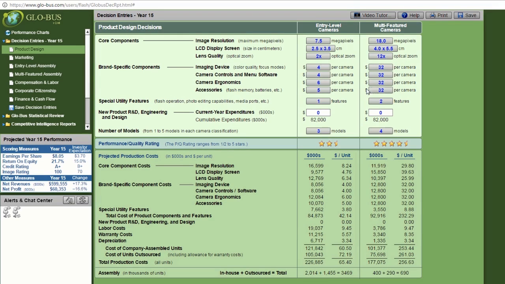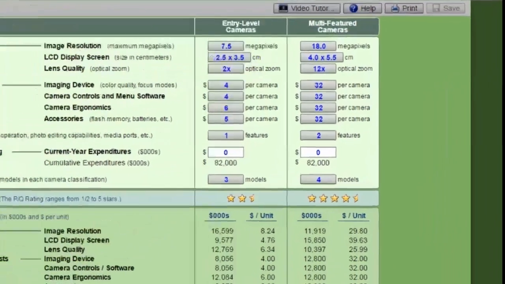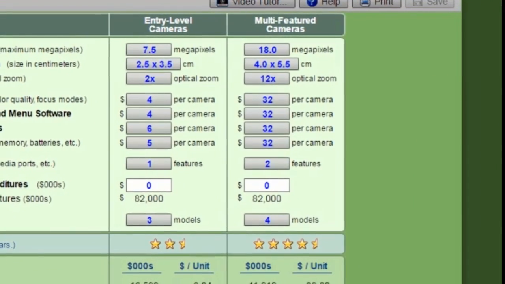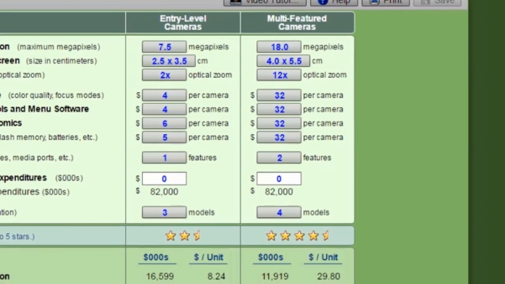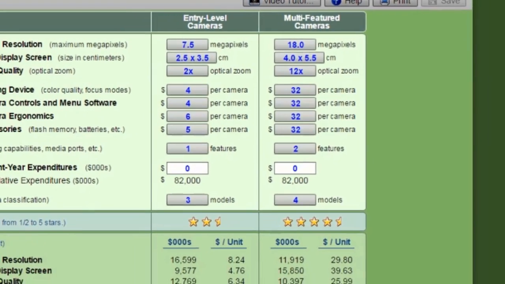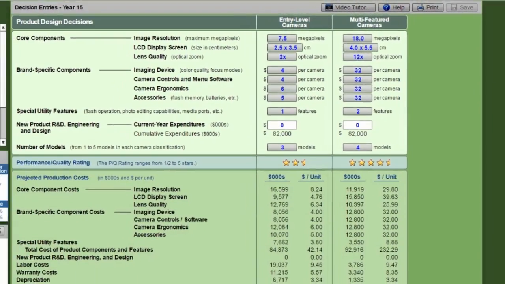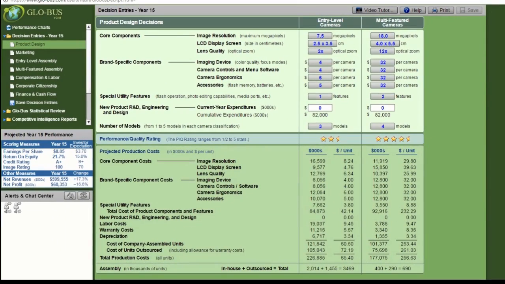So my advice to you is to better use more brand-specific components instead of core components. This will allow you to keep the intended PQ rating but at a much lower cost. For instance, here you can see that you can have a high PQ rating multi-feature camera with relatively bad image resolution and lens quality regulations. So it's definitely worth spending much time here figuring out the cheapest combination for the PQ rating you're aiming for. This way you'll be able to minimize your production costs and gain a competitive advantage.